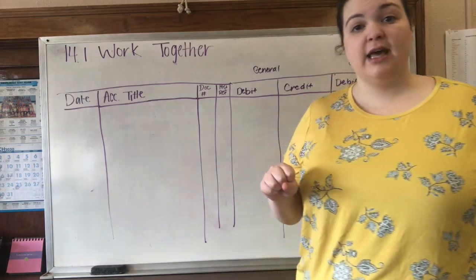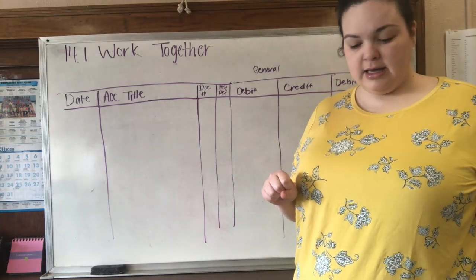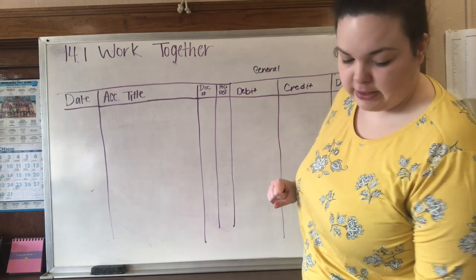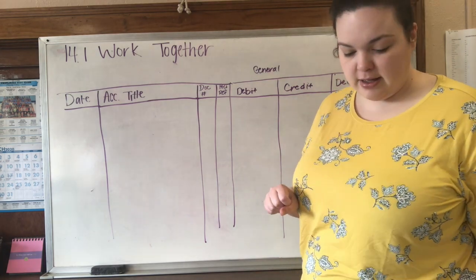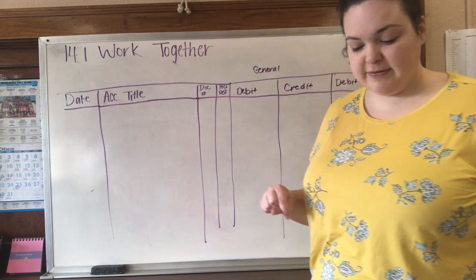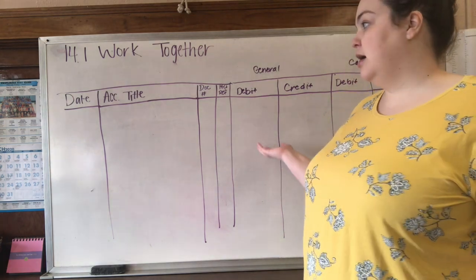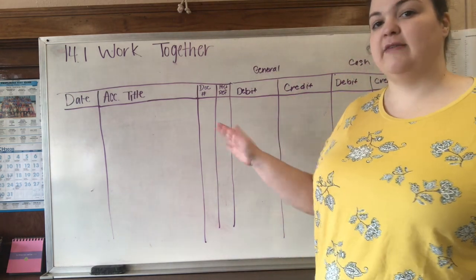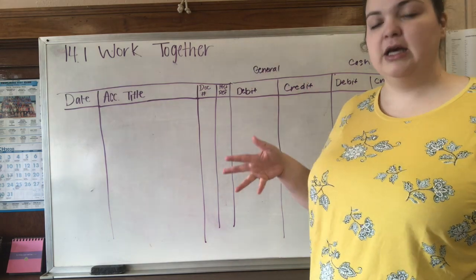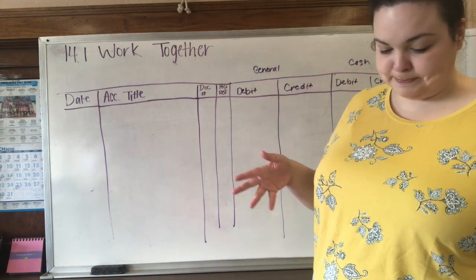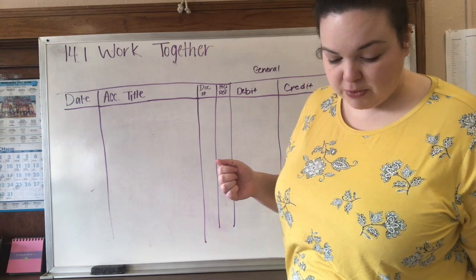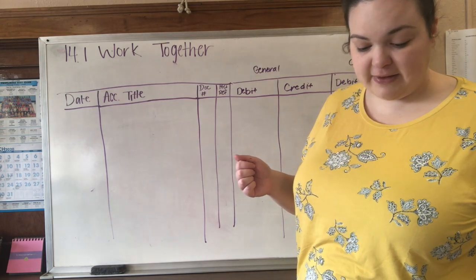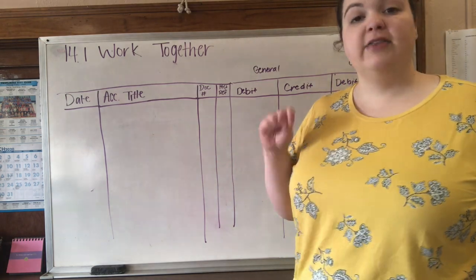Hi guys, so the second half of Work Together is going to ask you to journalize the payment of Metro's July 1st through 15th payroll. It's on page 15. I kind of did a rough draft of what it looks like. You can follow along on your actual worksheet. The payroll was paid by check number 455 on July 15th of this current year.